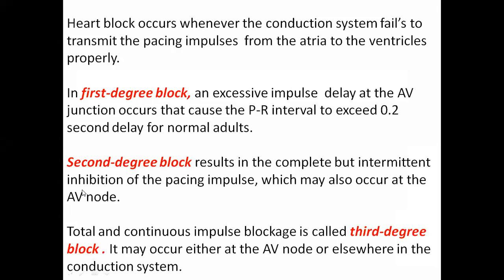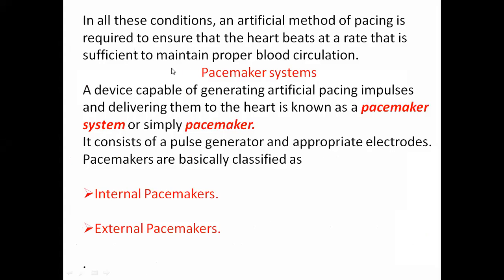First degree block, second degree block, and third degree block: these are the different heart blocks that occur due to conduction system failures. In all these conditions, an artificial method of pacing is required to ensure that the heart beats at a rate sufficient to maintain proper blood circulation.